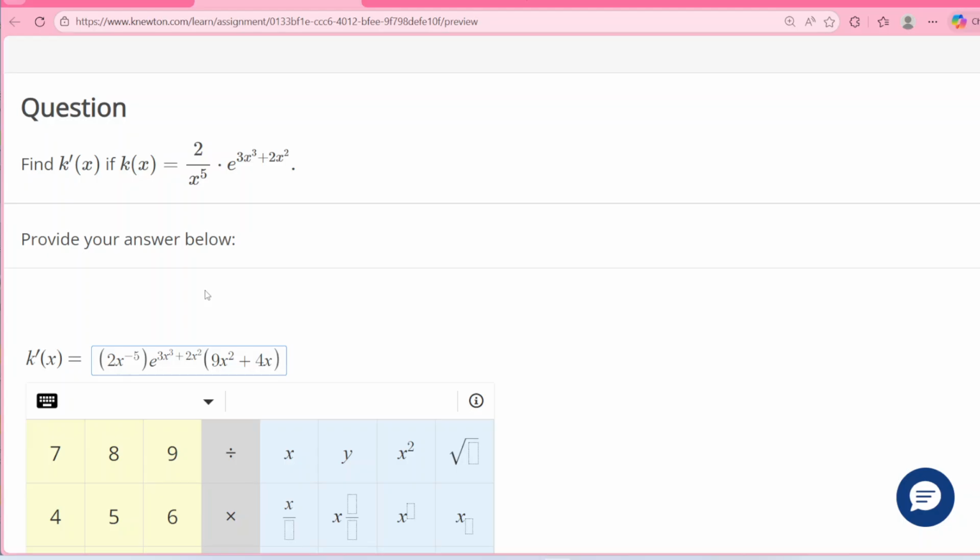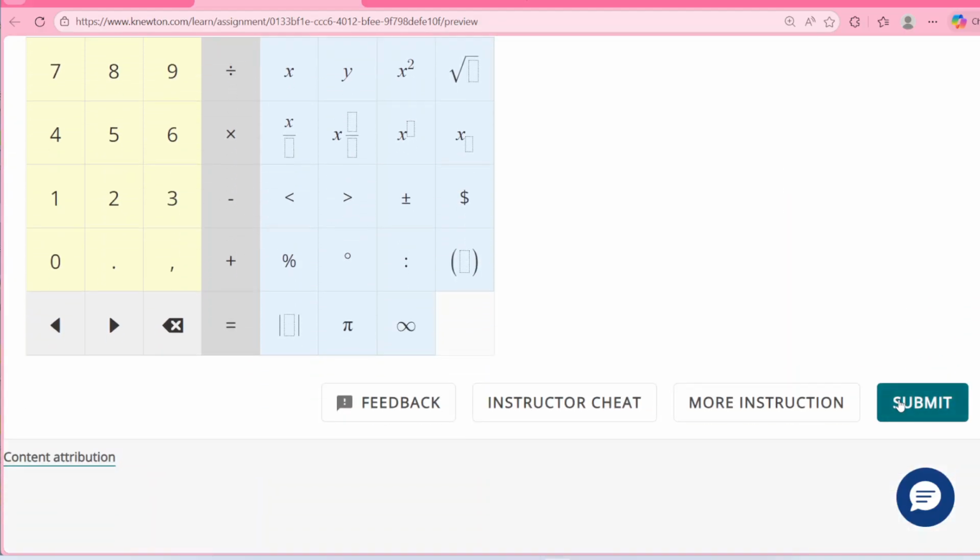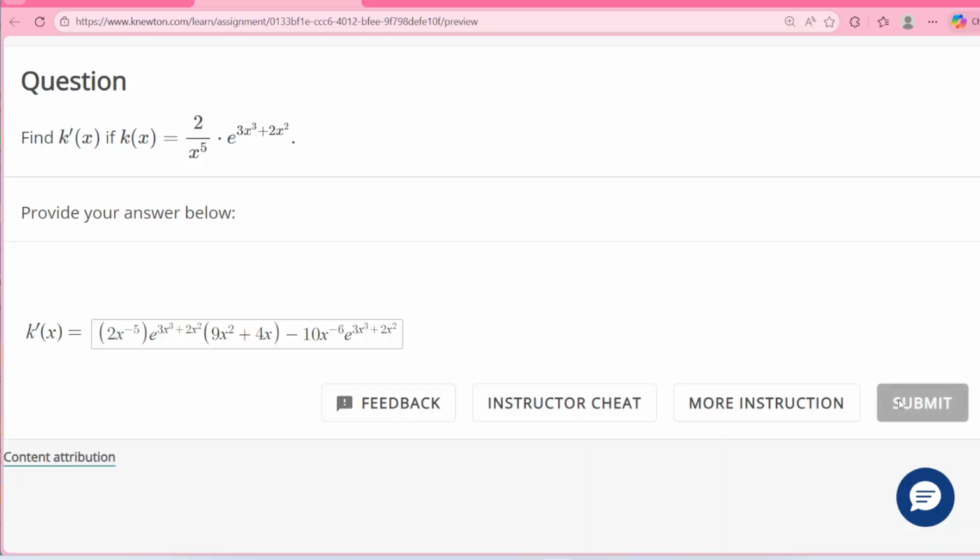Double checking that I'm typing everything correctly. All right, then we have plus negative 10, so minus 10 times x to the negative 6. Then times the exponential the way it was, e raised to this 3x cubed plus 2x squared power. So this should be good. Hopefully I typed it in correctly.